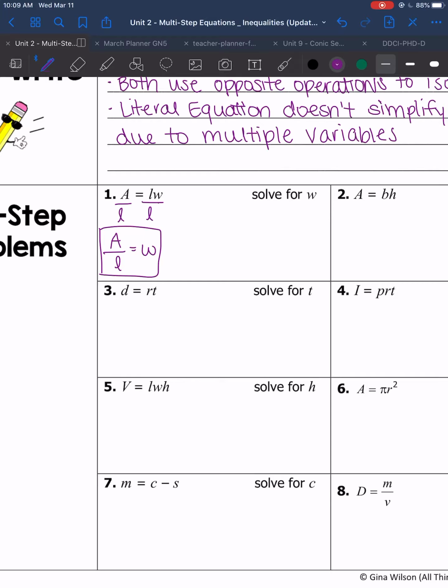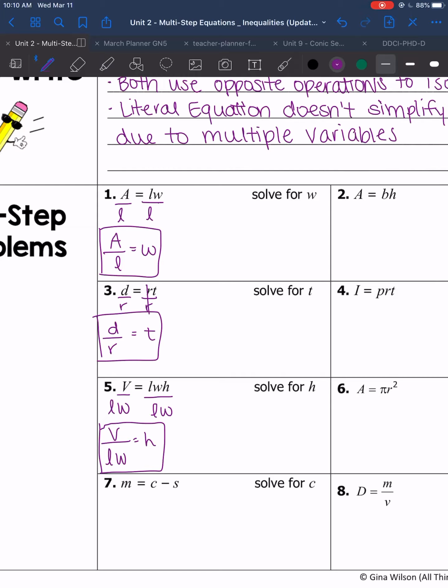And then the next one, I'm going to solve for t. So I'm going to divide both sides by r. And then t equals d over r. And then I want to solve for h in this one. So I can divide by LW. So V over LW equals H.